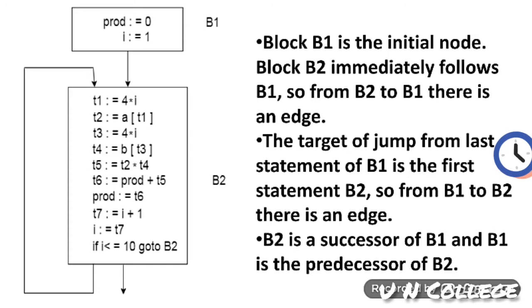So from B1 to B2 there is an edge. The target of the jump from the last statement of B1 is the first statement of B2. B2 is the successor of B1 and B1 is the predecessor of B2. In this way we represent the basic blocks, and in this way the control flow information is maintained. I hope you have got the basic concept regarding basic blocks and control flow, and how we divide one intermediate code segment into a number of basic blocks.